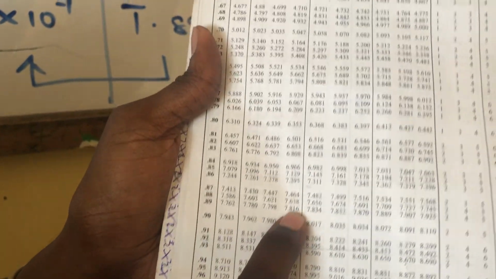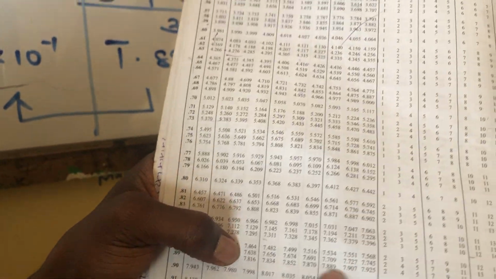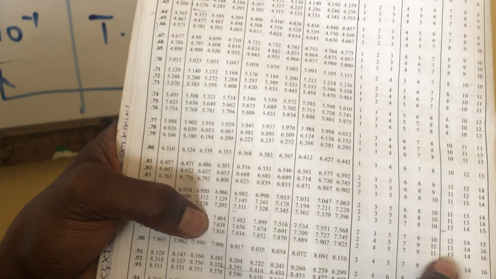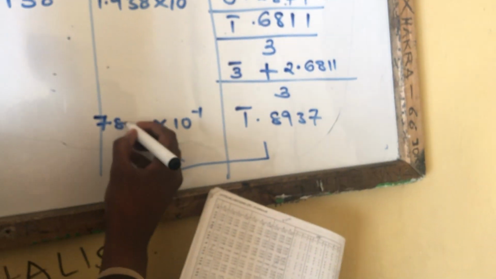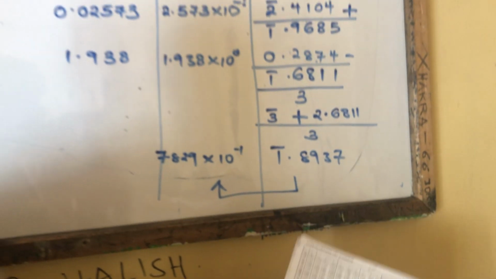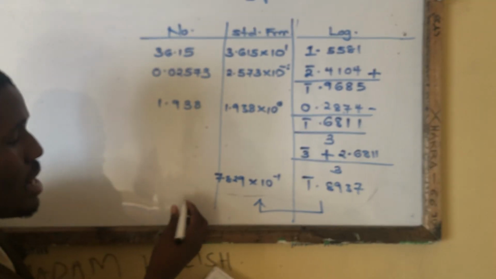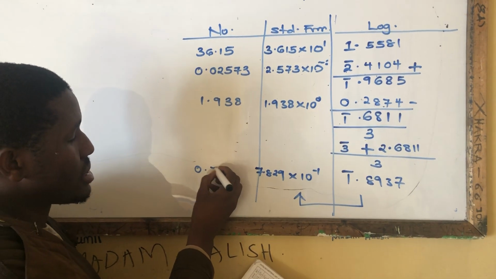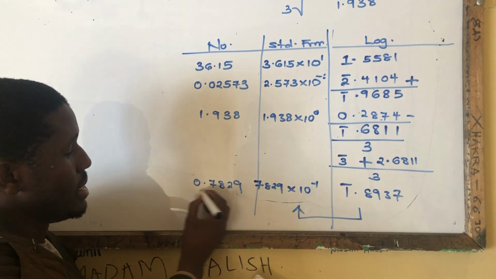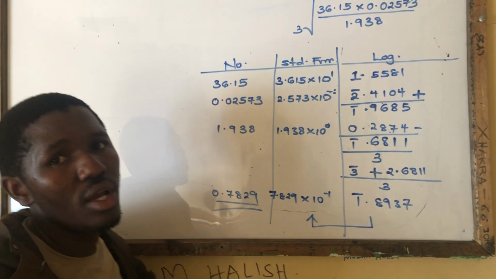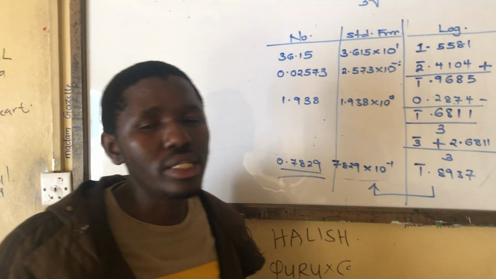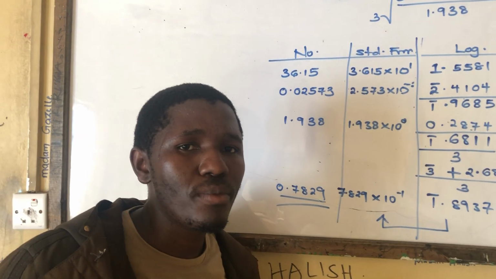We will move to the column of 3, then to the column of 7. The number is reading 13. That should give us 7.829. Times 10 to the power negative 1 should give us 0.7829. This is what you are required to present as the final answer.